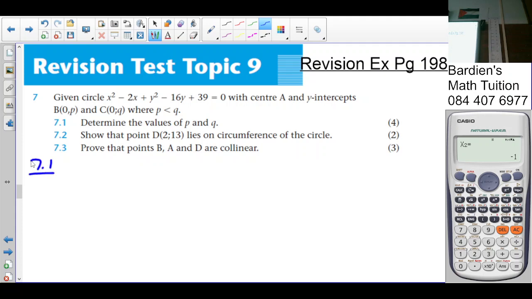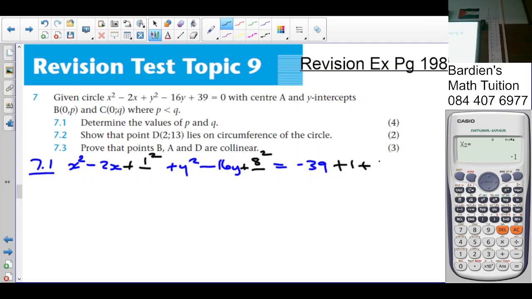I need to first write this in the general form. So you've got x squared minus 2x plus y squared minus 16y plus a number equals minus 39. So what number must be added here in the first case? 1 squared, and here you must multiply by half, which is 8, and 8 squared is 64. So what I have here is going to be (x minus 1) squared plus (y minus 8) squared is equal to, what's negative 39 plus 64 plus 1?